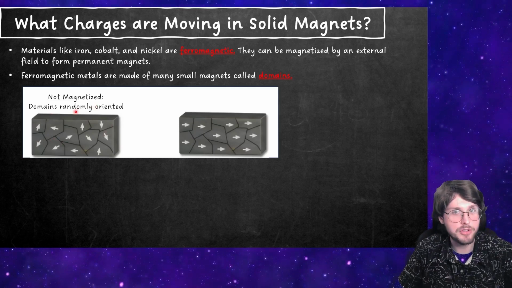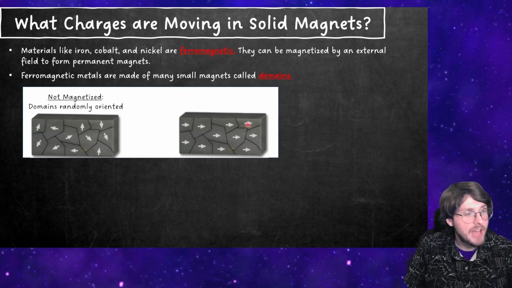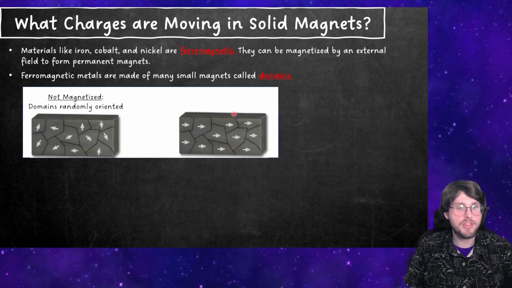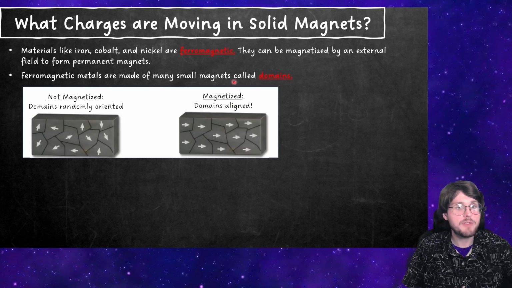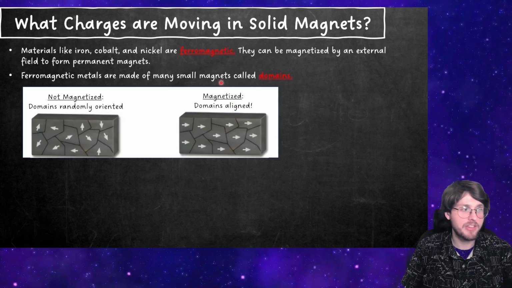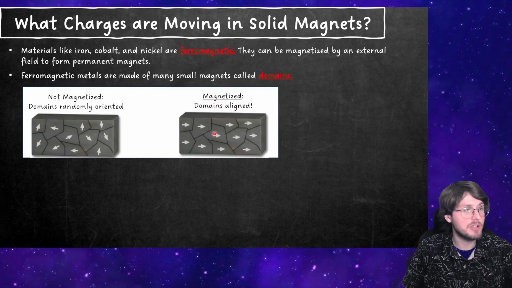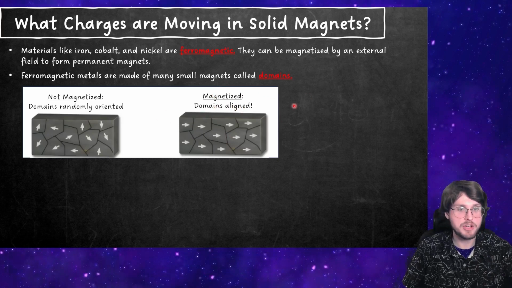they're inadvertently canceling each other out. And so what needs to happen is you need to get all of these domains on the same page, like over here. And if you do that, then you will successfully magnetize the object, in which case you've aligned the domains in a singular direction.